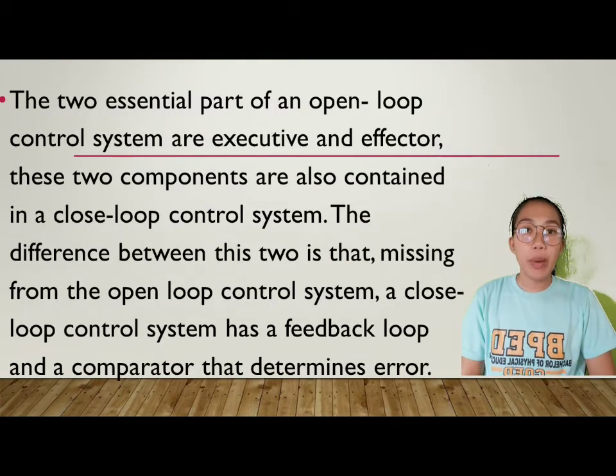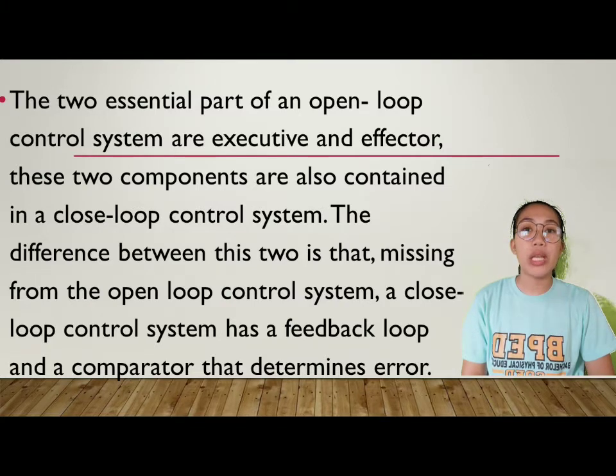The two essential parts of an open-loop control system are executive and effector. These two components are also contained in a closed-loop control system. The difference is that between these two, missing from the open-loop control system, a closed-loop control system has a feedback and comparator that determines error.